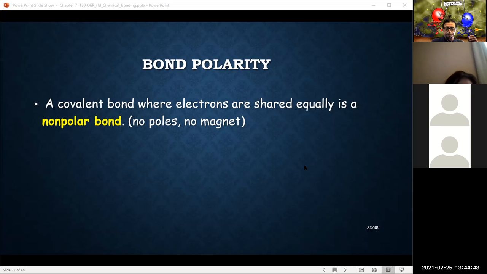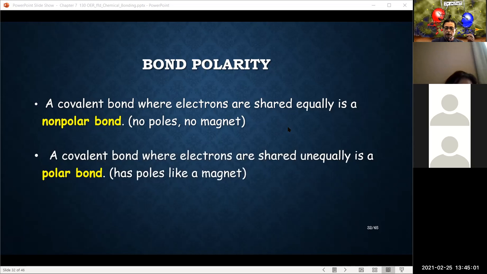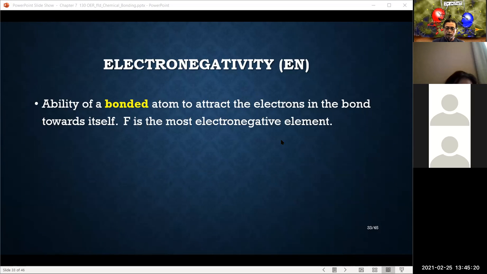So if you think about this, all of the diatomic molecules have nonpolar bonds. When they are not shared equally, which is related to the electronegativity of the two atoms that are bonded, we end up with a pole. Hence, we have a polar bond. All right, so we talked about electronegativity, just to rehash it.